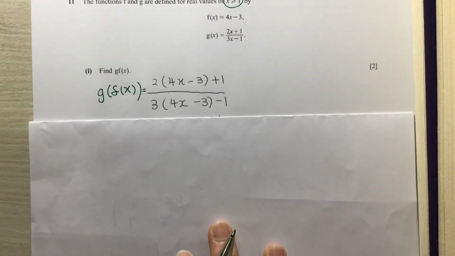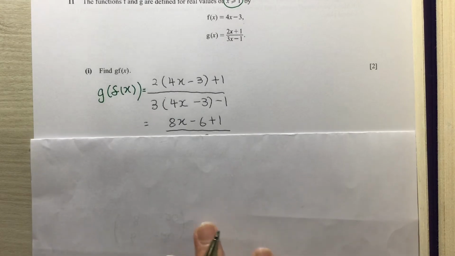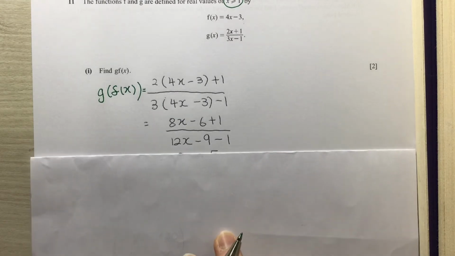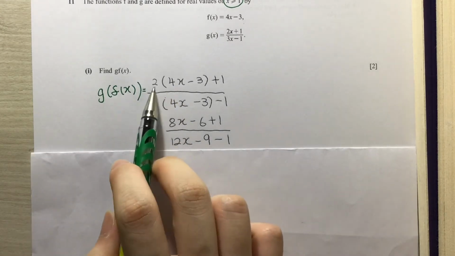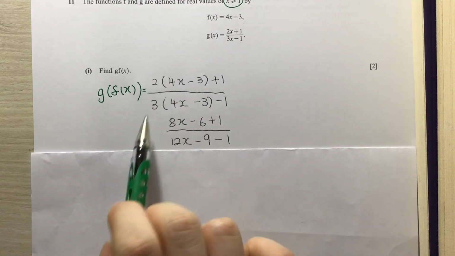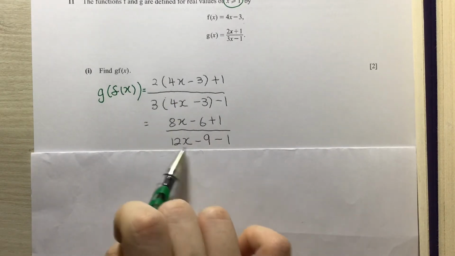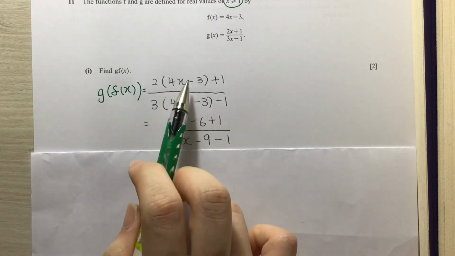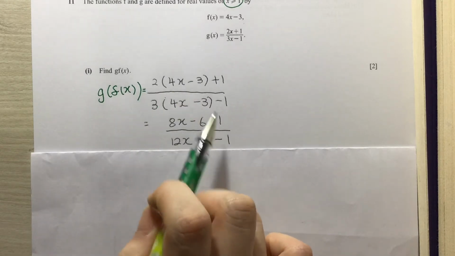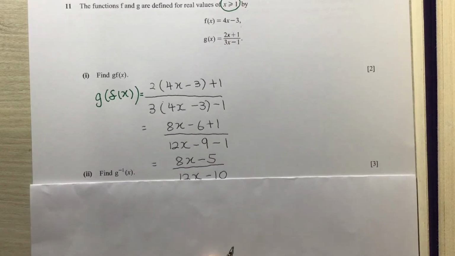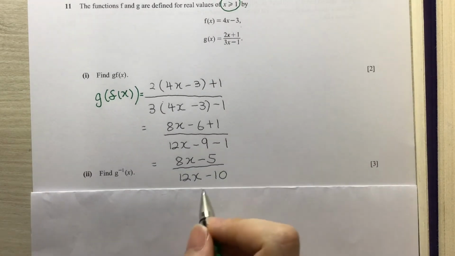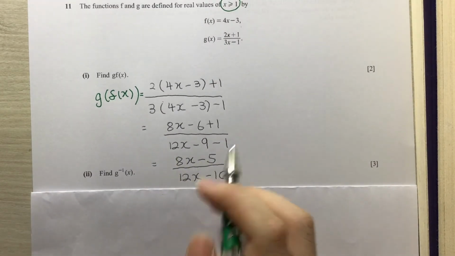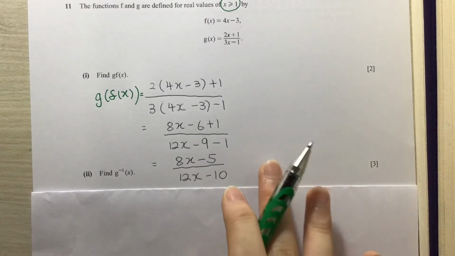Okay, so after you substitute the f(x) equation into the g equation, all you have to do next is to just simplify. 2 multiplied by 4, 8. 3 multiplied by 4, 12. And then be careful that here is negative, here is also negative. So it's minus 6 and minus 9. Plus 1, minus 1. And then you further simplify and they give you this form. And this is all you have to do in order to get your 2 marks over here.